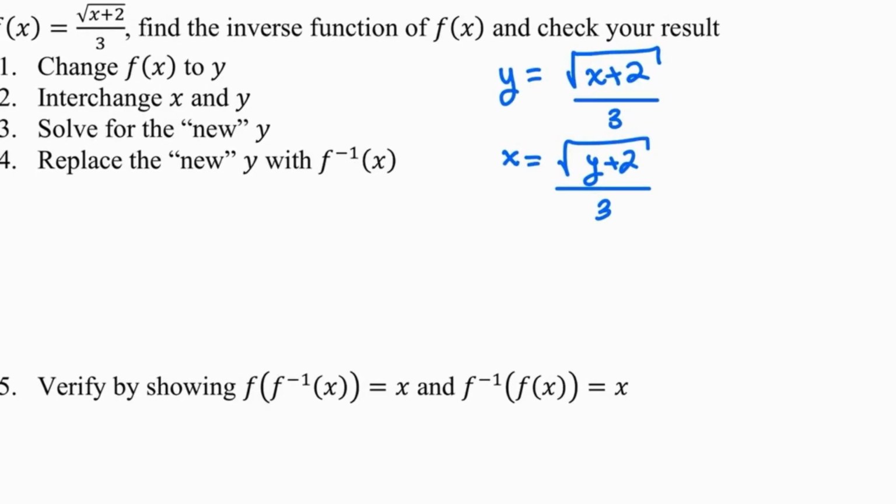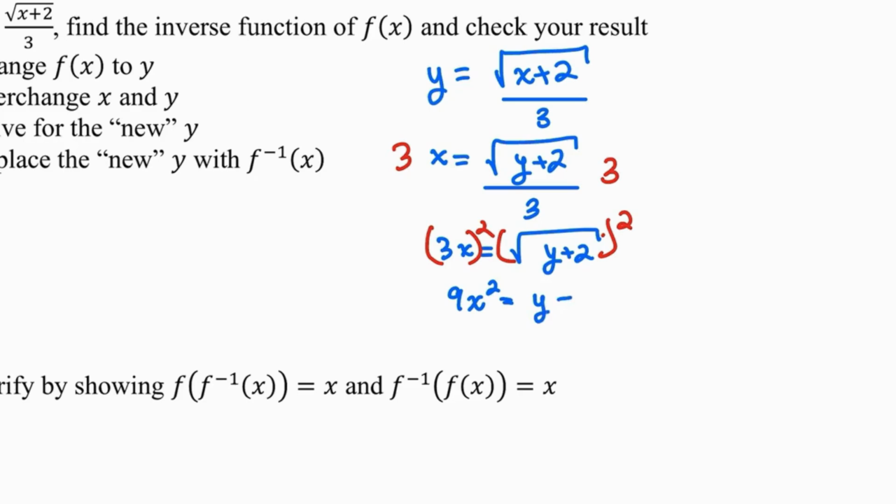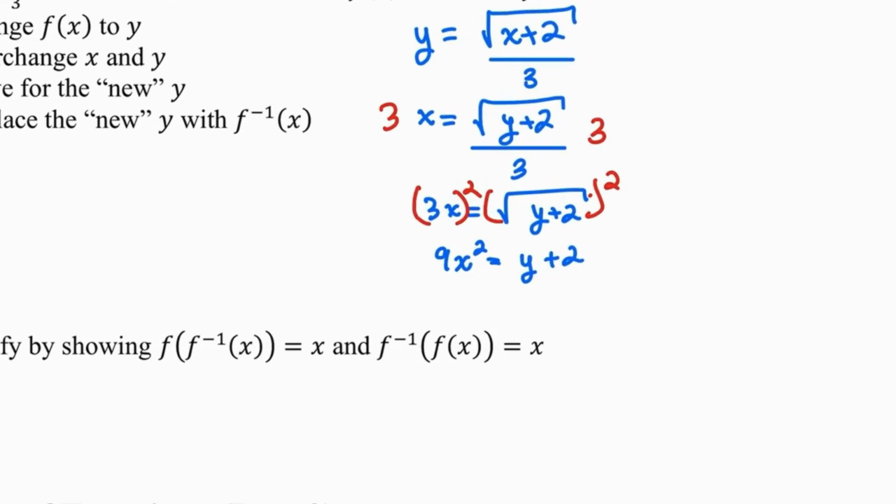Now we solve this for y. So how do we get rid of divided by 3? Well, we multiply both sides by 3. So 3x equals the square root of y plus 2. How do we get rid of square roots? Well, we square both sides. So you end up getting 9x squared equals y plus 2. And then we subtract 2 on both sides.